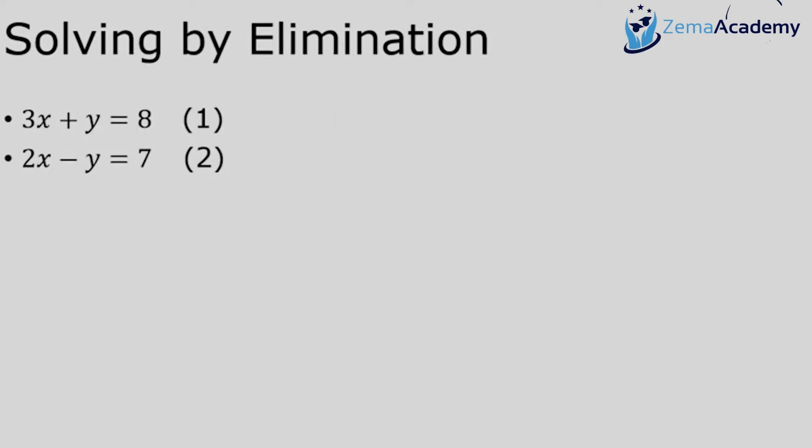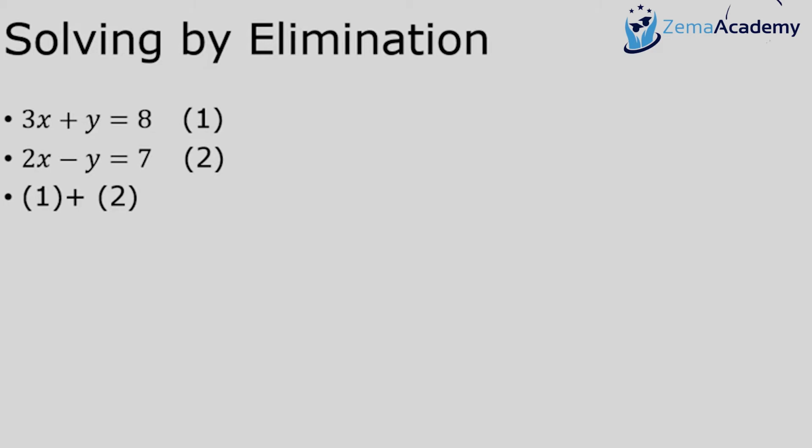Here are 2 simultaneous equations that we're going to use. You can see both x and y in them, and some numbers. I've got equation 1, which is 3x + y = 8. I've put the number 1 in brackets to signify that's equation 1. And we've got equation 2, which is 2x - y = 7. Now, handily here, we have a +y and a -y, and that means that we can do something called solving by elimination by adding the two equations together.